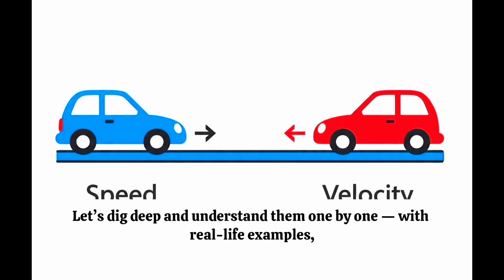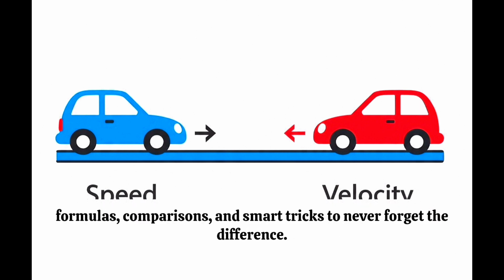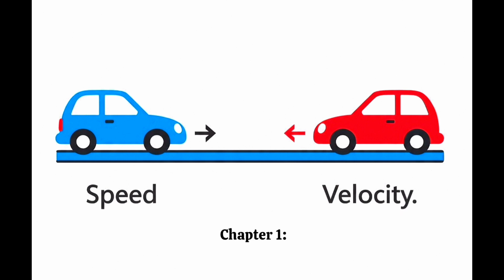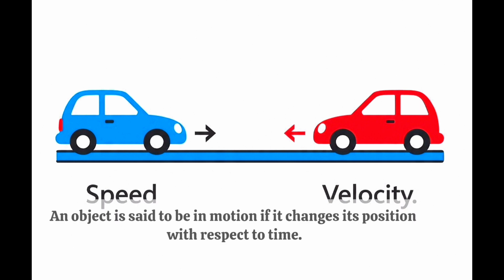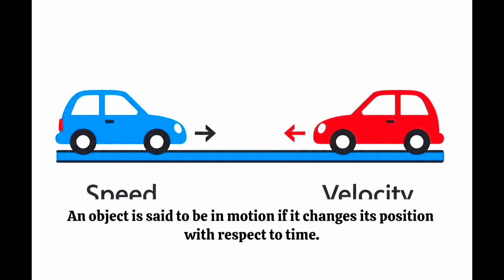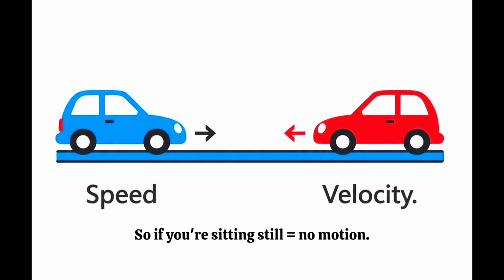Let's dig deep and understand them one by one with real-life examples, formulas, comparisons, and smart tricks to never forget the difference. Chapter 1. The Basics. What is motion? Before we jump into speed and velocity, let's talk about motion. An object is said to be in motion if it changes its position with respect to time. So if you're sitting still, no motion. But if you start running, biking, or even walking, you're in motion.